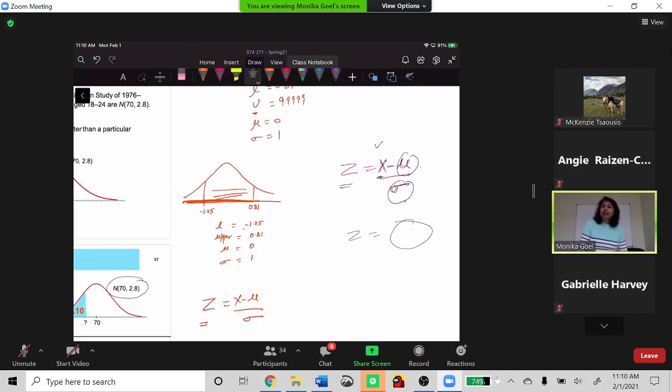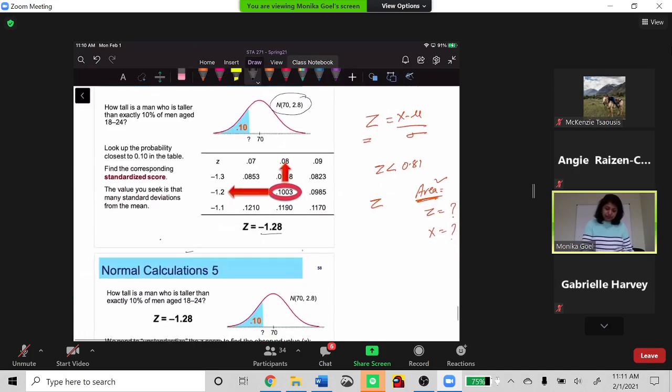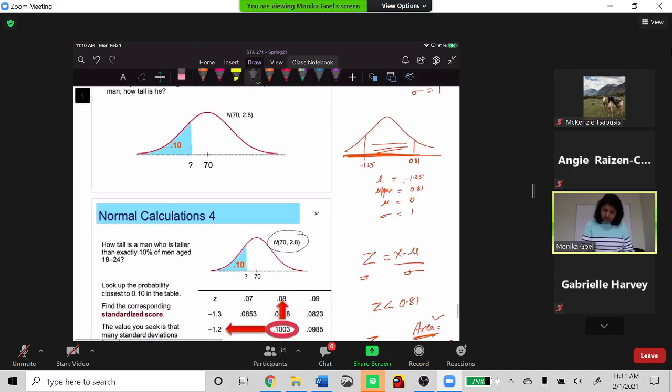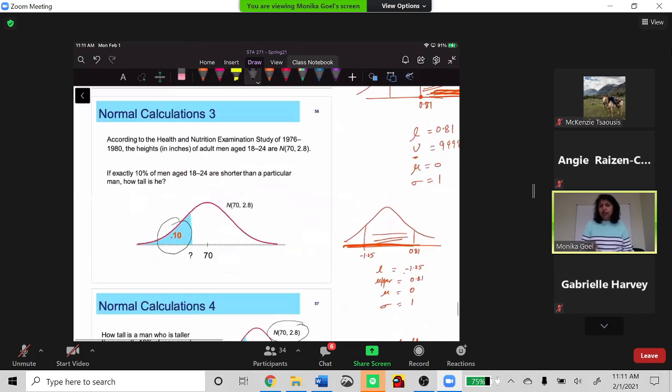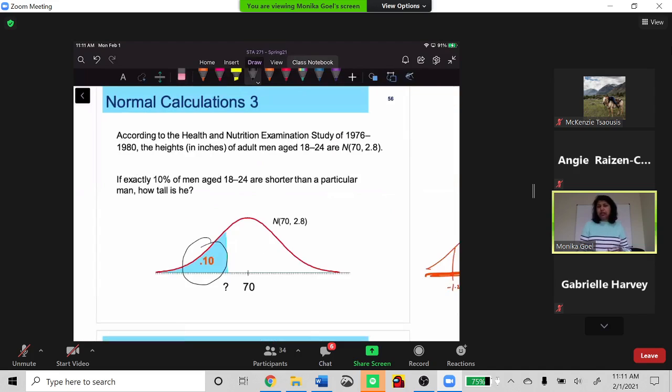If the area is given, how do you find z? So again, when you look at table A, let's say first the area is given to us as 10%. Whenever your area is given to you as a percentage, convert it into a decimal. Table A is in decimals and they are four digits after the decimal. We were doing this problem in the last class, so let me just go over it.